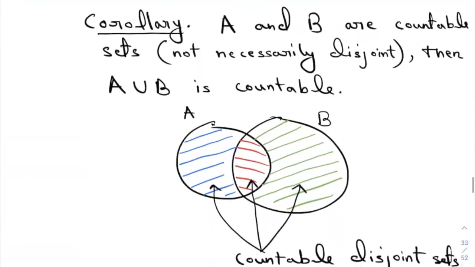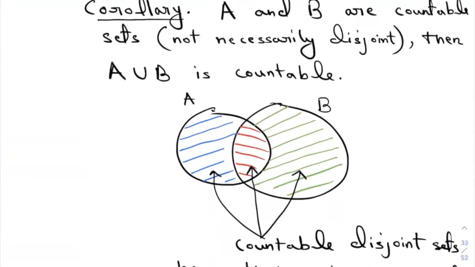Now, in the general case, A and B are countable sets and not necessarily disjoint. Then A union B is countable. How are we going to show that? Just imagine this Venn diagram. A union B is actually the union of three disjoint sets: A minus B, A intersection B, and B minus A.